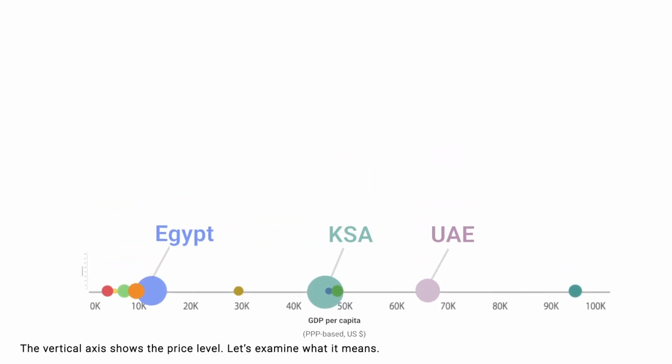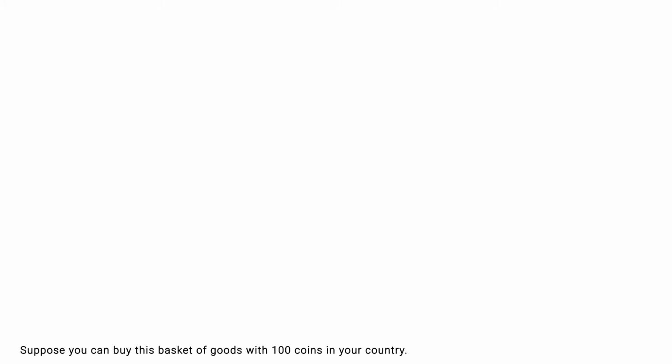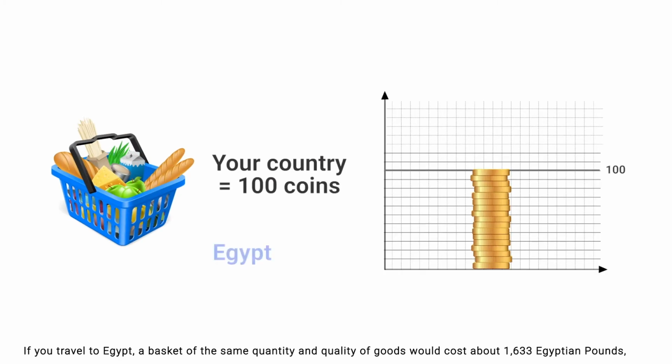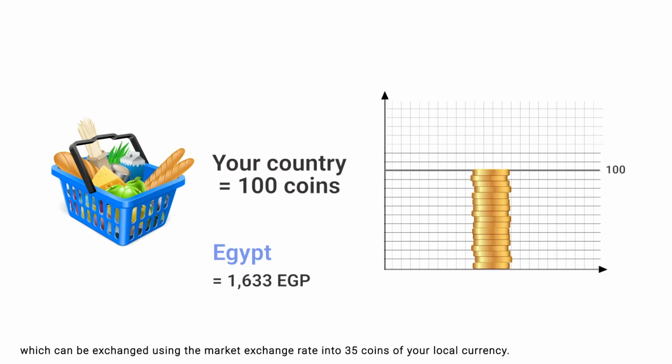The vertical axis shows the price level. Let's examine what it means. Suppose you can buy this basket of goods with 100 coins in your country. If you travel to Egypt, a basket of the same quantity and quality of goods would cost about 1,633 Egyptian pounds, which can be exchanged using the market exchange rate into 35 coins of your local currency.